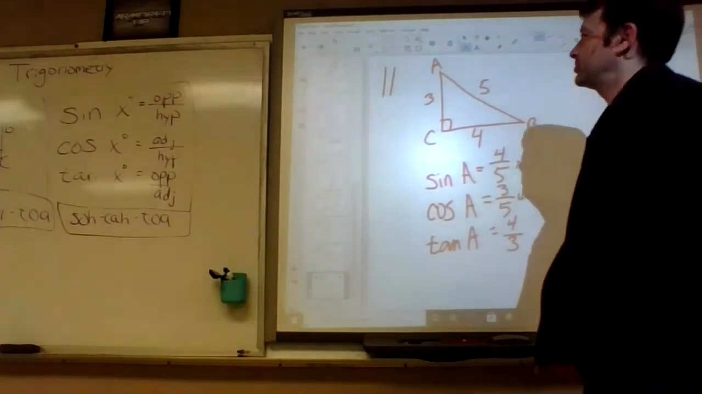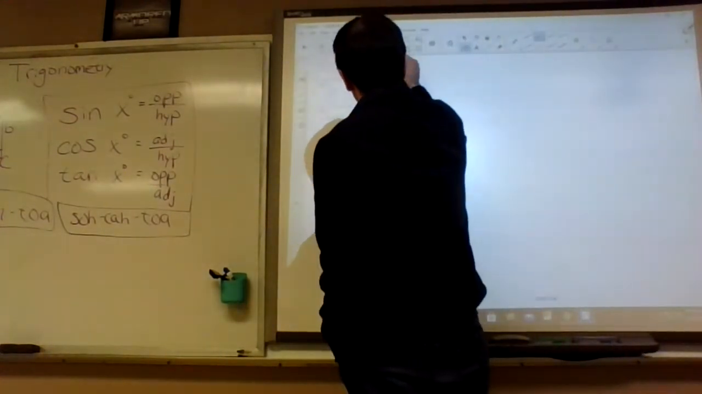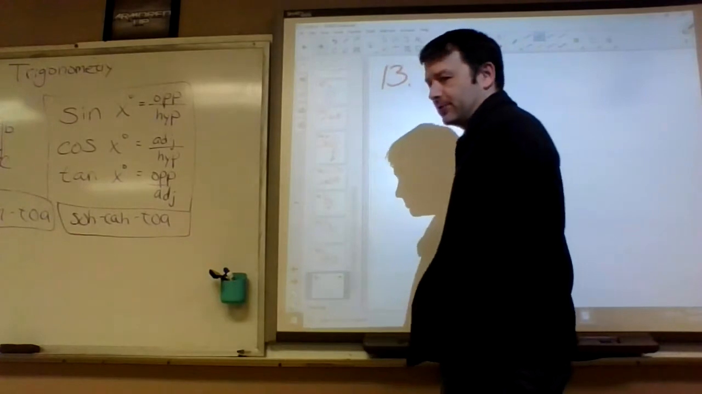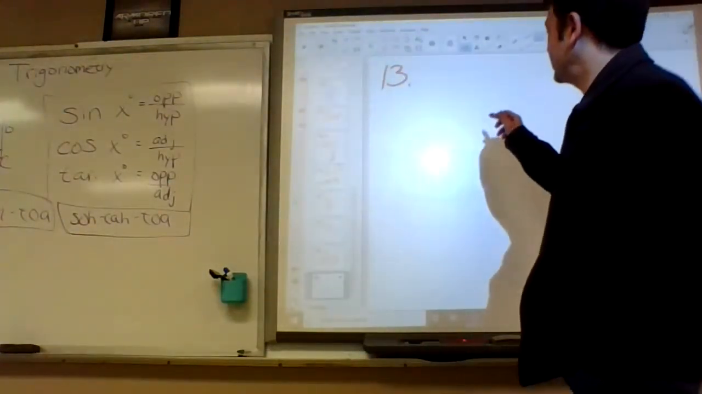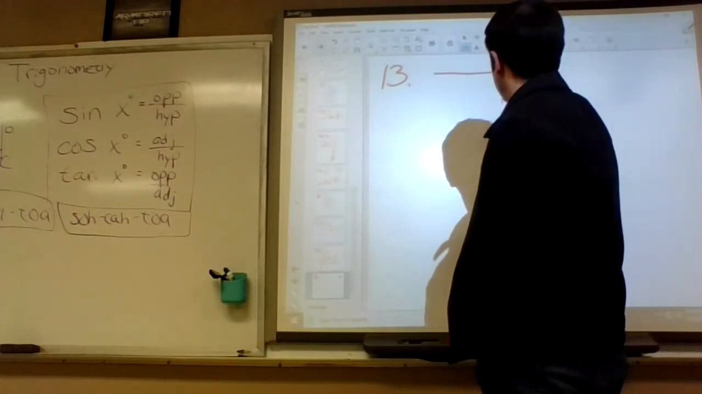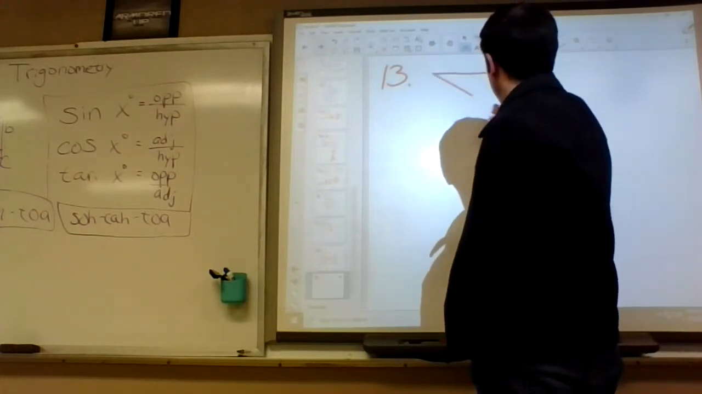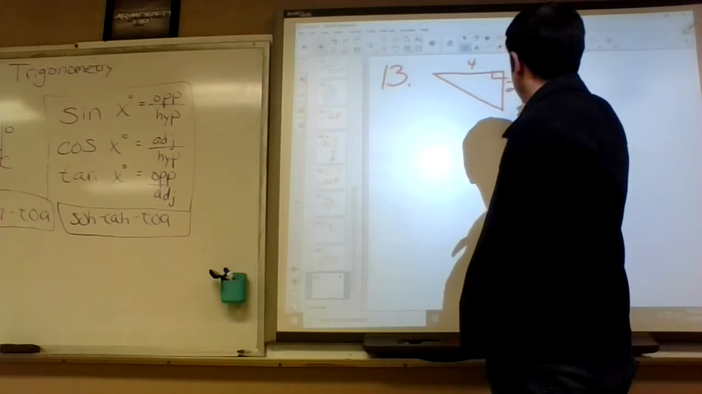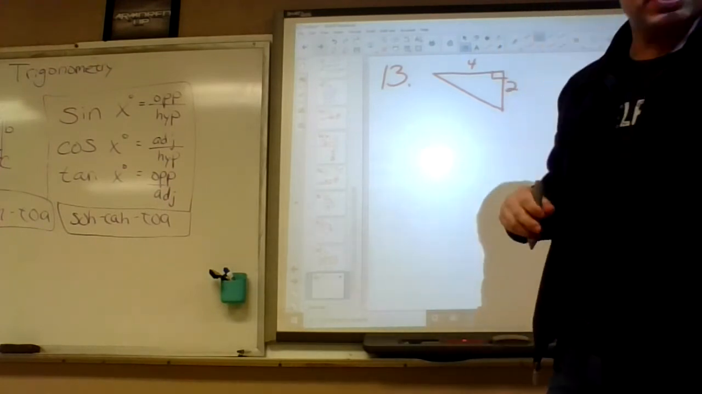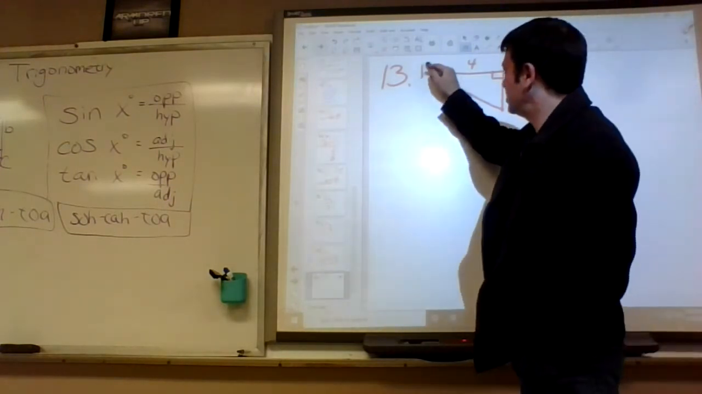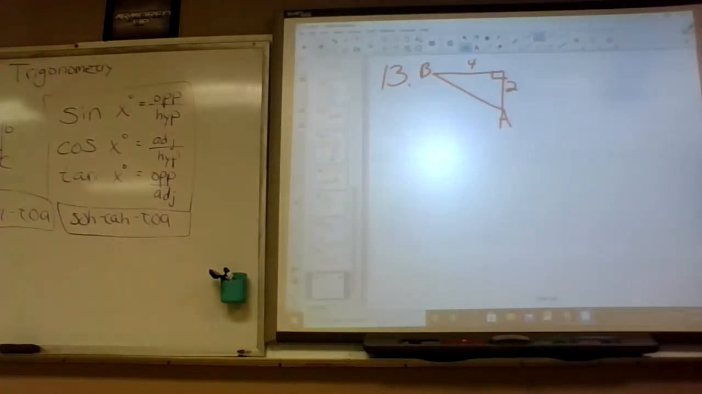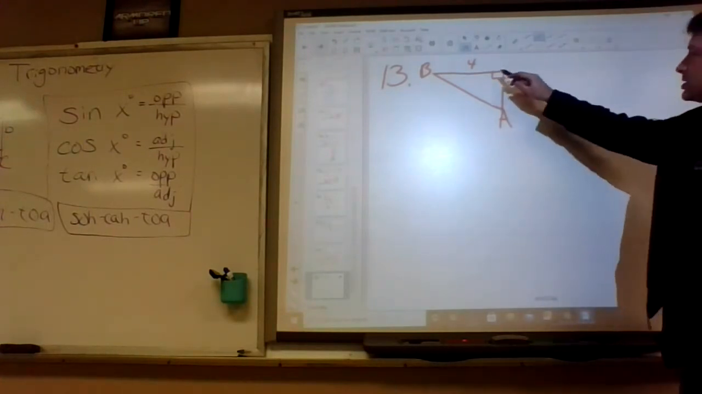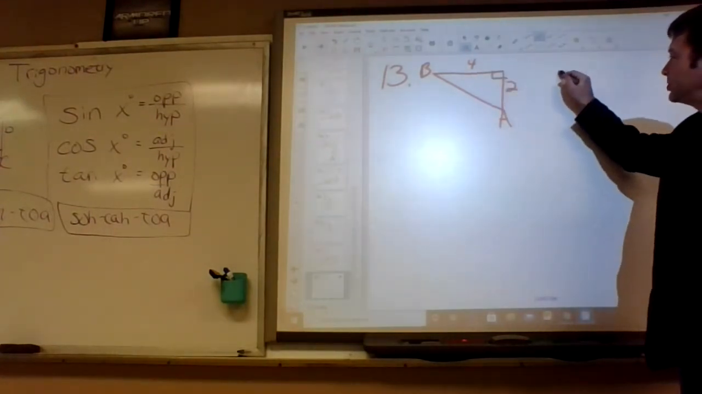Okay, 13. This one is much more challenging. If you have a Casio, it's not as bad. It says 4 and 2. So what do I need to do first? Pythagorean theorem. This is B. This is A. 4 squared is 16. 2 squared is 4. 16 plus 4 is 20.